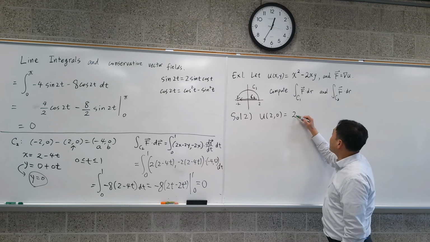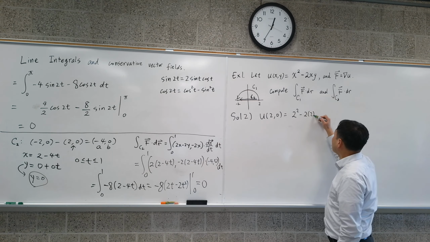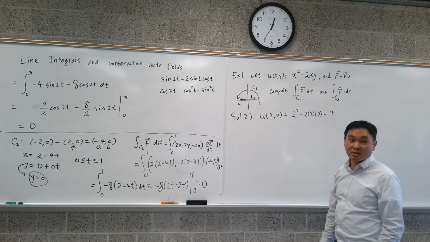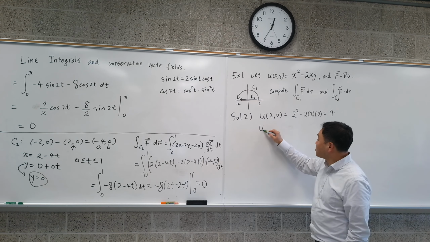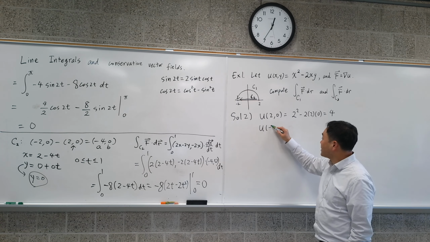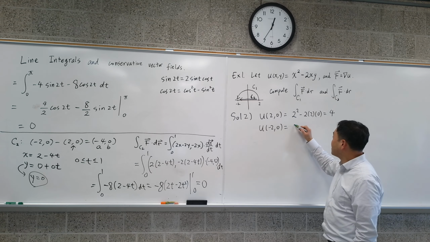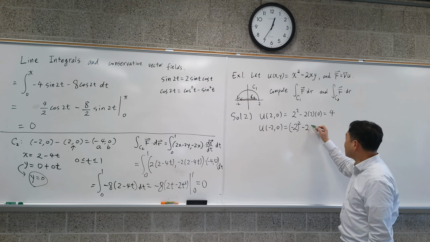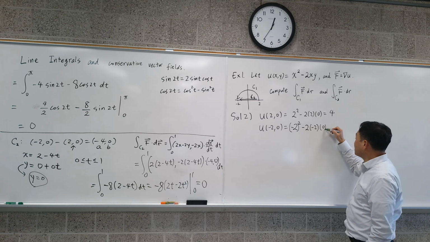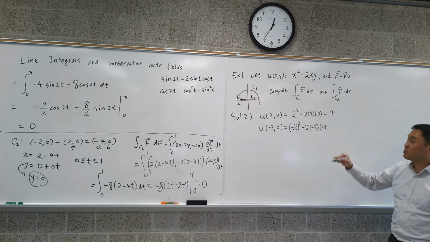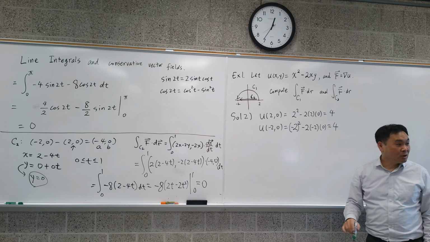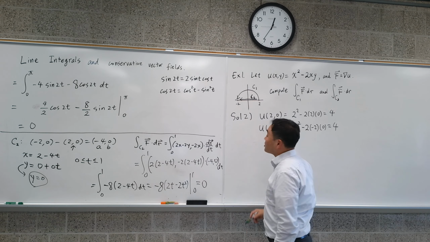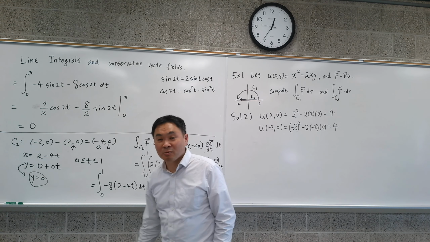It's 2 squared minus 2 times 2 times 0, right? So that's 4. What is the potential energy at negative 2, 0? Negative 2 squared minus 2 times negative 2, which is 4 as well. Okay, so going between these 2 points, the potential energies are exactly the same.